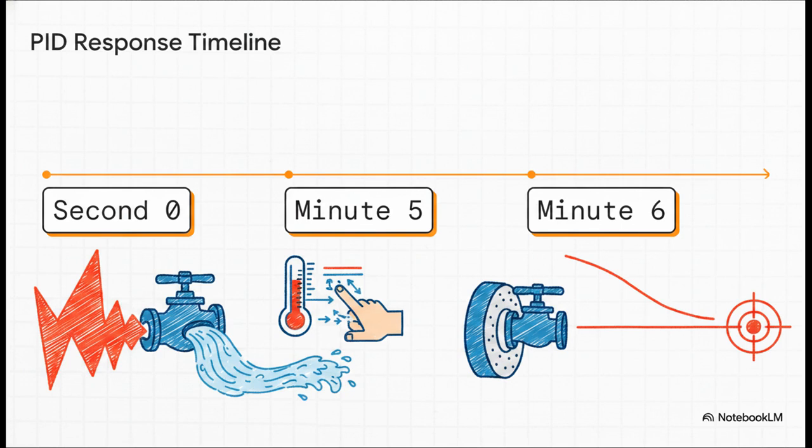The proportional action immediately kicks in. The chilled water valve violently jerks open from 30% to 70%. Cold water floods in, fighting the heat. But as we hit minute 5, the room is stuck at 23 degrees. The P action just stopped pushing.